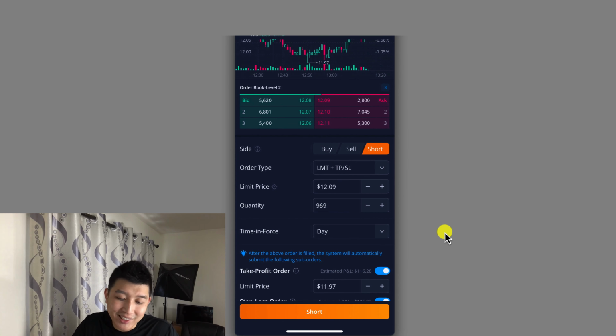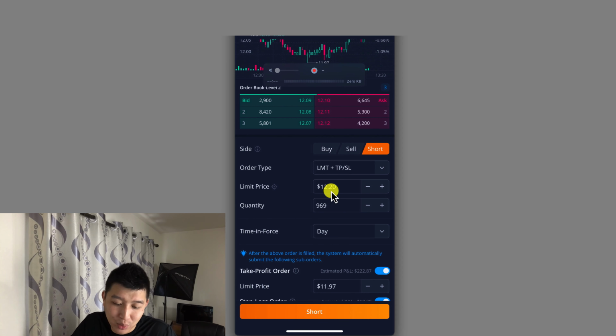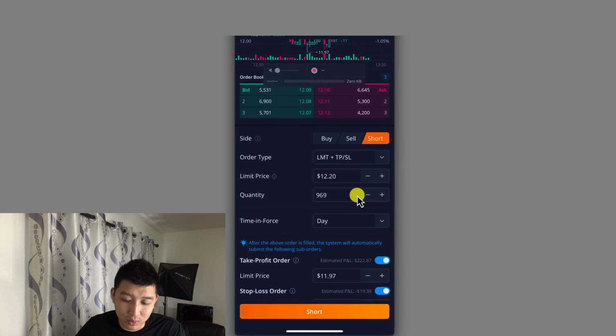In this case, you're trying to sell high and then buy back low. For now, the stock is trading at about 12.08. I'm going to set it at 12.20. I'm selling high. Obviously, this is not going to get executed because buyers are buying at 12.09 and sellers are selling at 12.10ish. I'm setting it way too high, so it's not going to be executed. 12.20 is what I'm willing to sell it at.